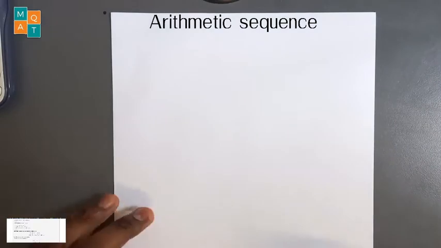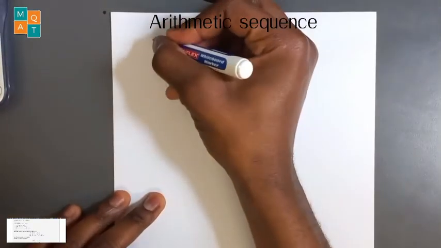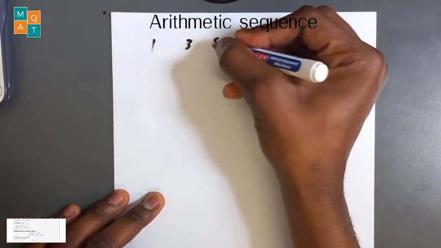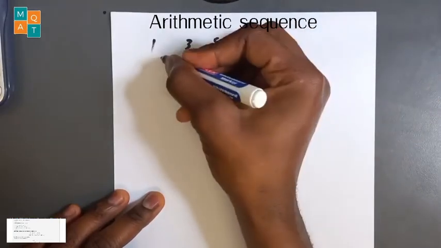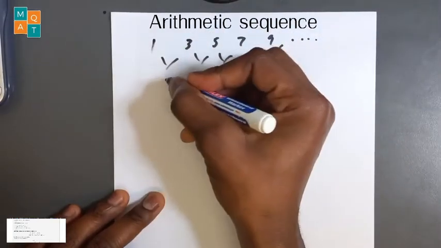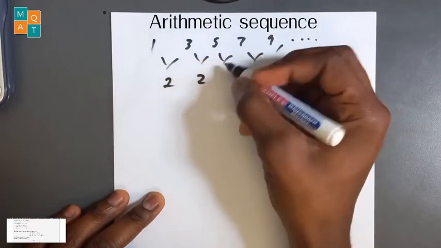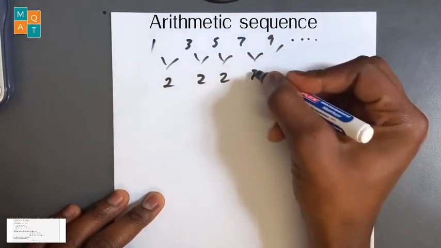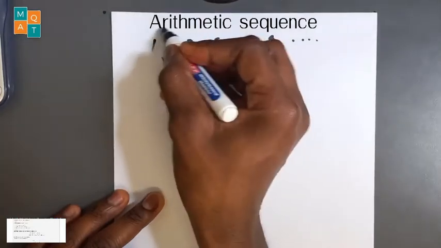Let's look at one simple example. If you've got 1, 3, 5, 7, 9, and we take the difference of all these numbers going all the way, 3 minus 1 is 2, 5 minus 3 is 2, 7 minus 5 is 2, 9 minus 7 is 2. So this is an arithmetic sequence.